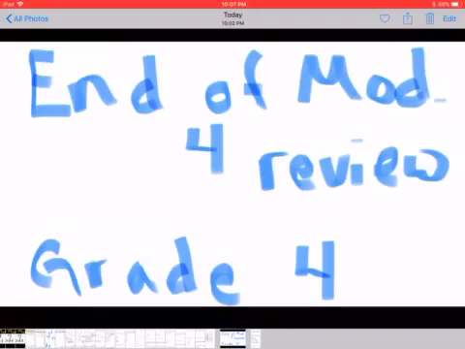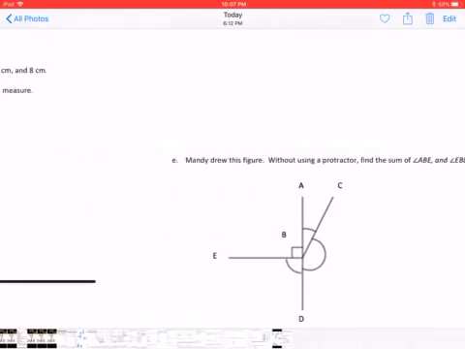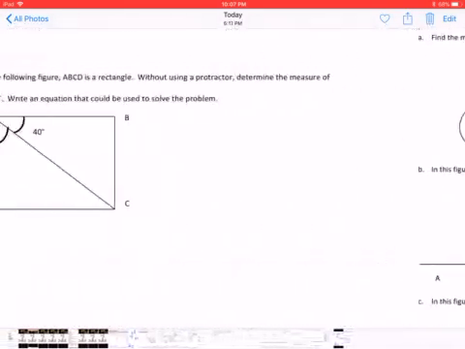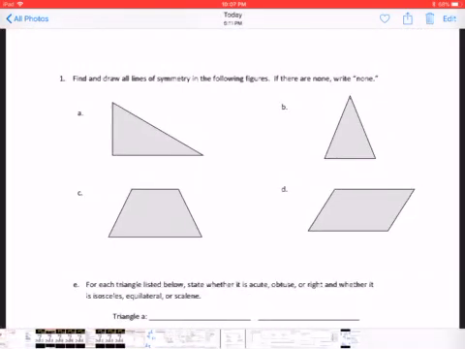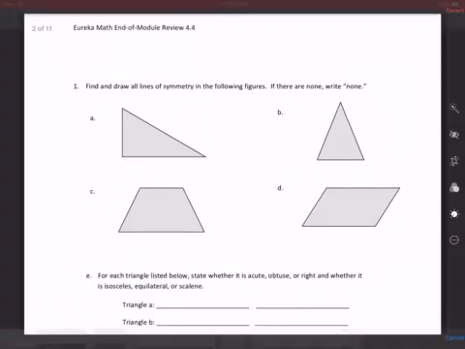End of Module 4 Review, Grade 4, Engage, New York. Problem number 1 and hopefully 2. All right. Number 1, find and draw all the lines of symmetry in the following figures. If there are none, write none.